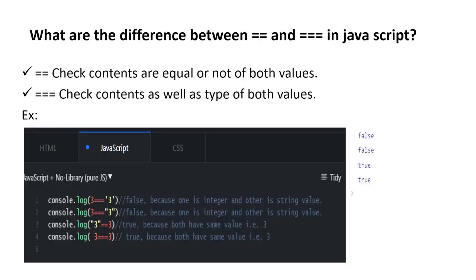What is the difference between double equals and triple equals in JavaScript? Double equals checks whether the contents of both values are equal or not. Triple equals checks whether the contents as well as the types of both values are the same or not.